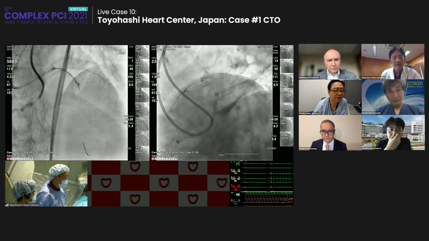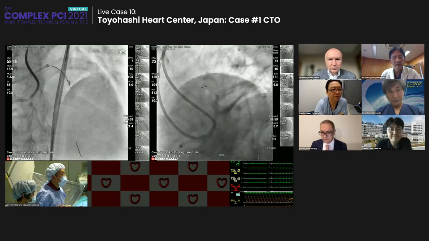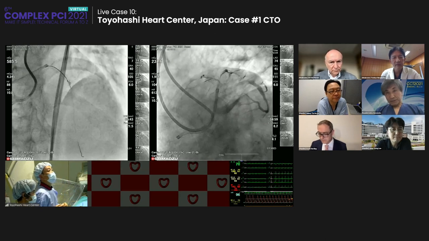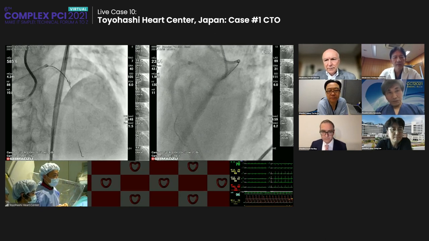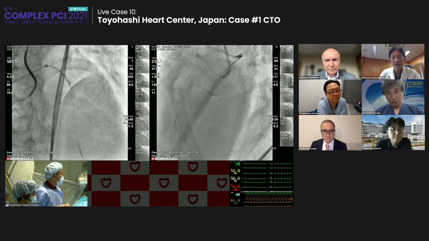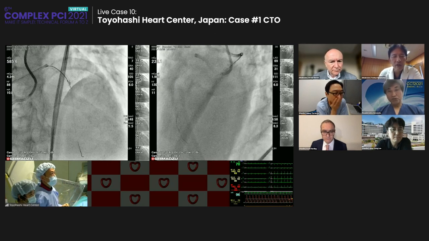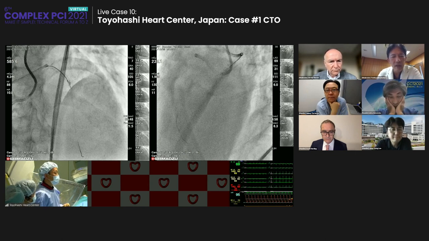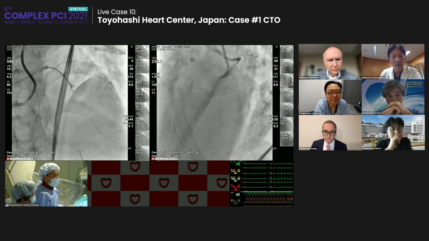Which wire are you using for the diagonal? This is a Shun, just a Shun. Do you use the IVUS guided? No, no, no. IVUS could not show exactly the bifurcation, so now I don't use the IVUS. Okay. I use just a Sasuke.